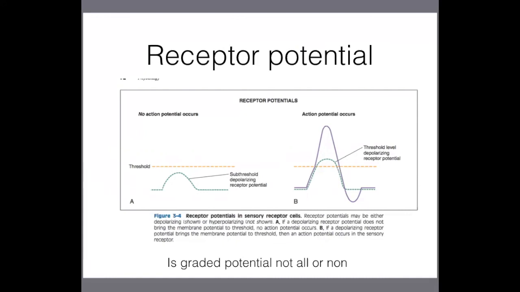The second thing is that it's a graded potential, not all or none. What does that mean? In other nerves, it's all or none. Either you feel it or you don't feel it. But in receptor potential, it's a graded potential. That means you can feel it in different levels. So if we poke a person a little, they'll feel it as a little, and if we poke a lot, they'll feel it as a lot, and so on. Make sense? So it's very important that receptor potential is graded.